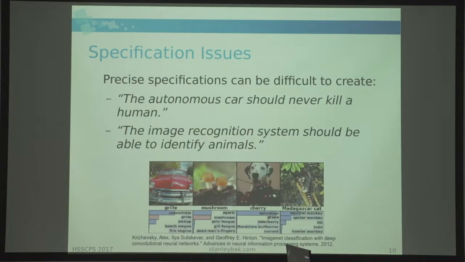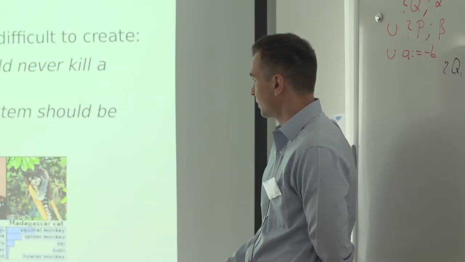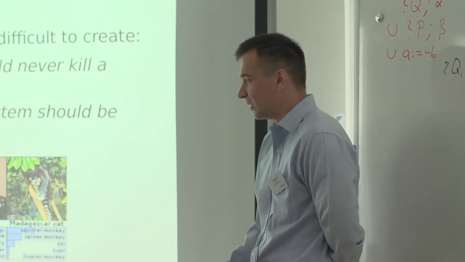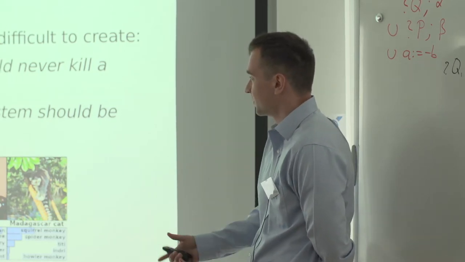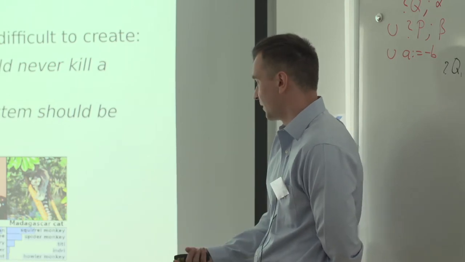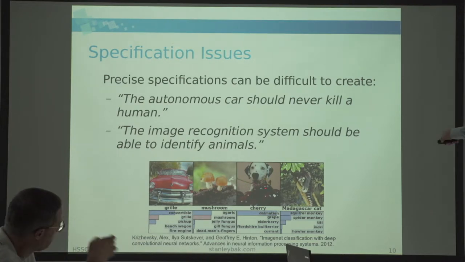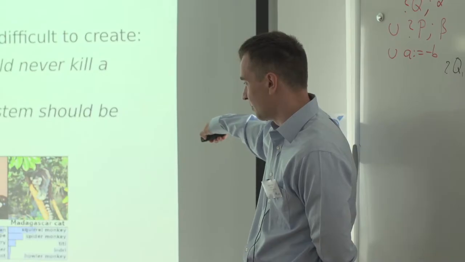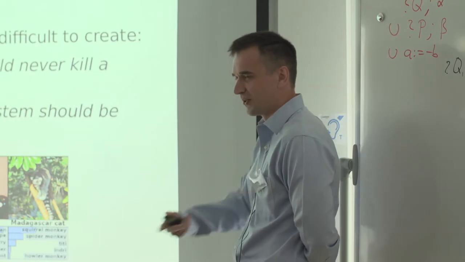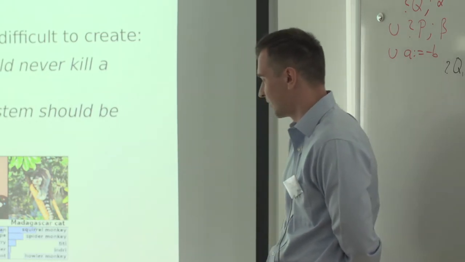You can have issues not just with the model and the proofs, but the specifications as well. If you have a specification that seems precise, that your autonomous car should never kill something that's identified as a human, that's ambiguous, because what does kill mean? It's not mathematically defined. These are images from an image recognition paper on certain misclassifications, and some of them are very interesting. Like this picture, it identified it as a cherry, but the real answer is cherry, but it thought it was a Dalmatian. But there's really both in the image. So there's ambiguity even in identification.